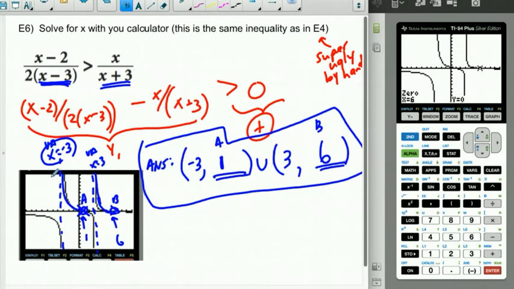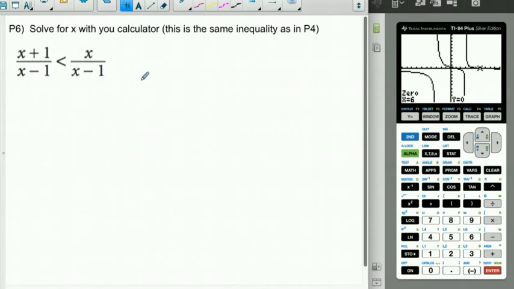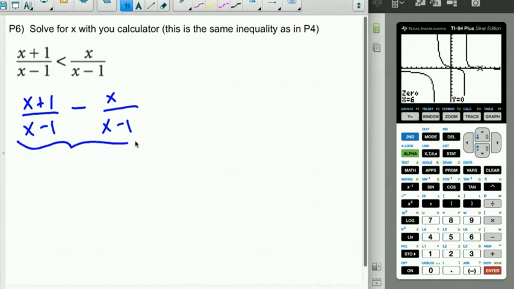Anyway, so let's go ahead and do the last one. P6 is the same as P4, right? So if we were going to put this in a calculator, we're going to do x plus 1 over x minus 1 minus an x over an x minus 1, right? So this will be my y1. And I'm looking for when this thing is less than 0, which means strictly negative, right?